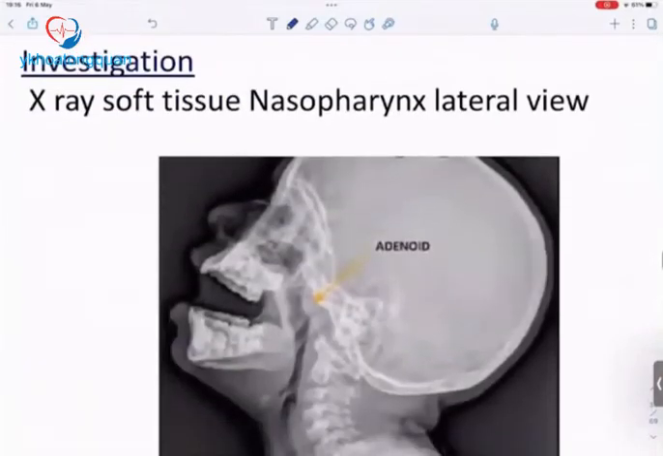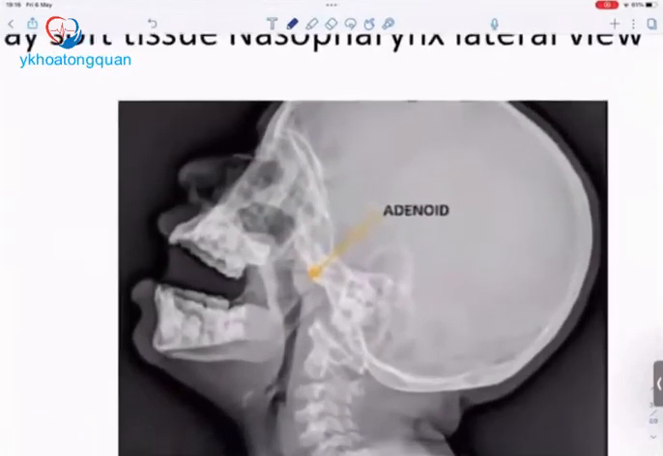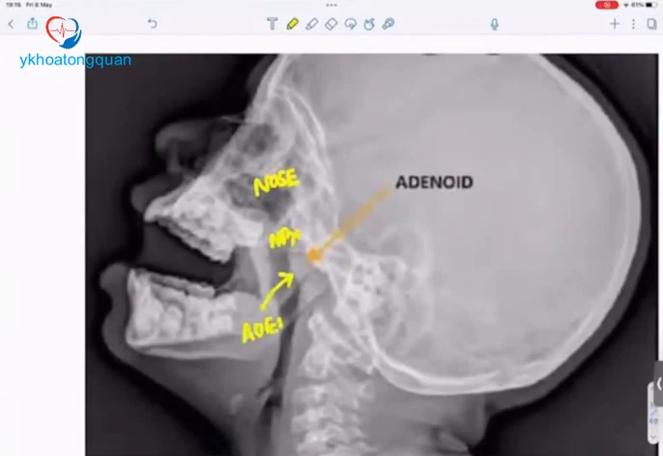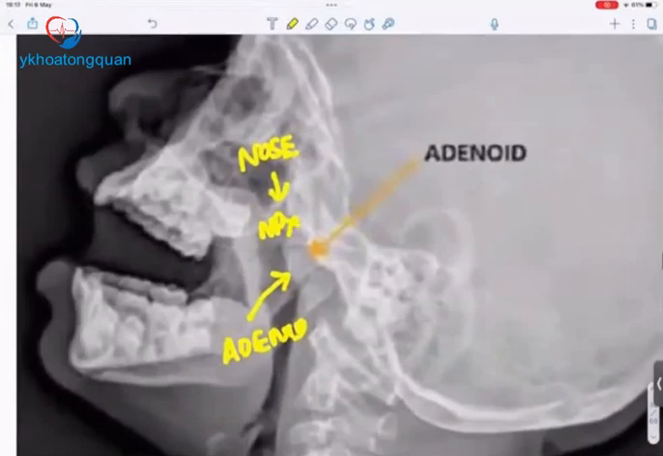This is the X-ray of the adenoid. Okay. Now, this is where we are. This is my nose. Okay. This is my nasopharynx. And this is the adenoid shadow. Behind the nose is the nasopharynx. And this thing is the adenoid.